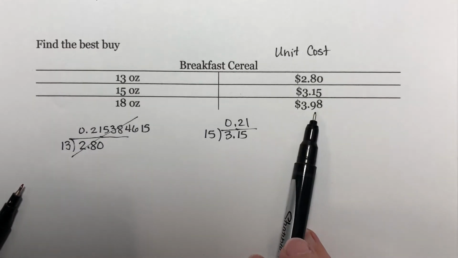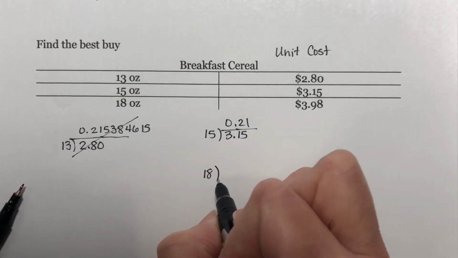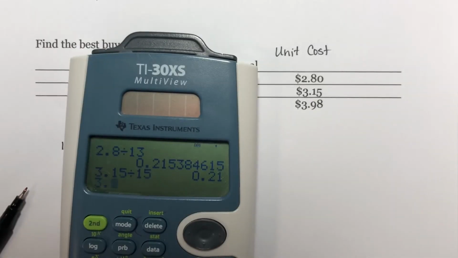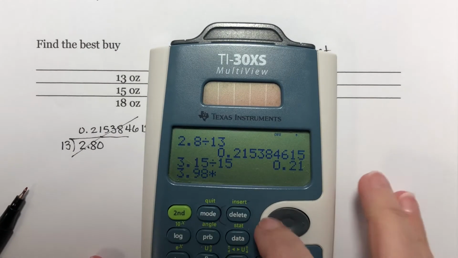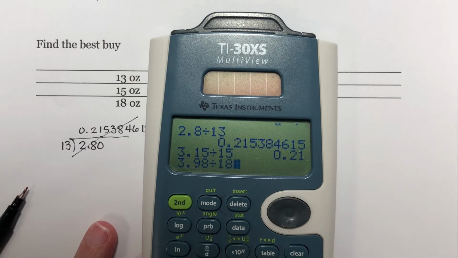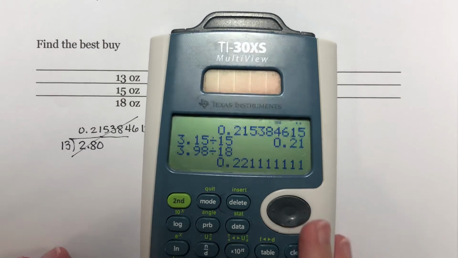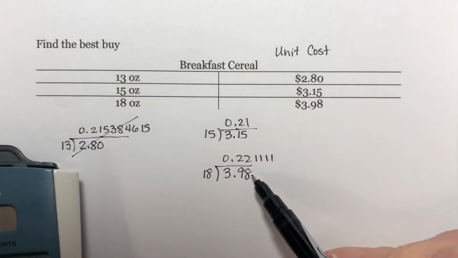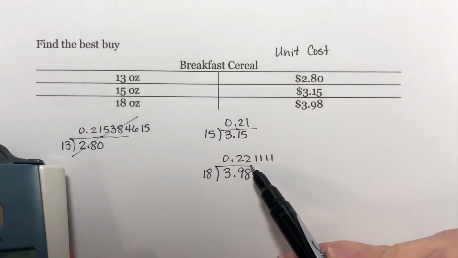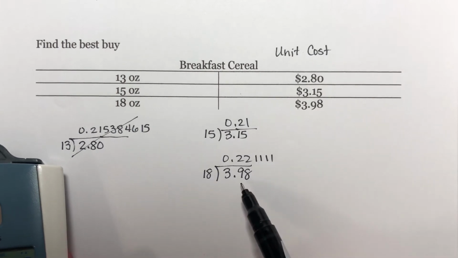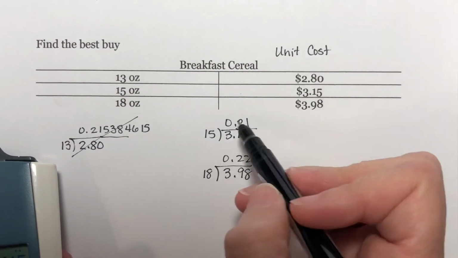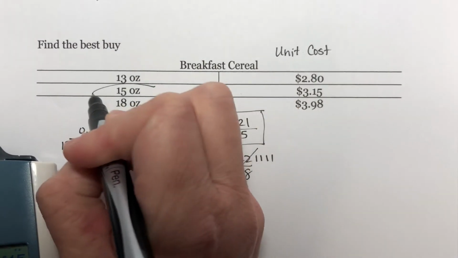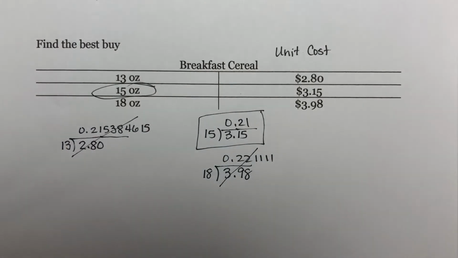Now let's try this one. 18 ounces at 3.98. 3.98 divided, not times, divided by 18 is 0.221111. So for this option, I'm paying more than 22 cents an ounce. This one is a better buy than that one, which means the 15 ounce is the best buy. That's the one that you should purchase.